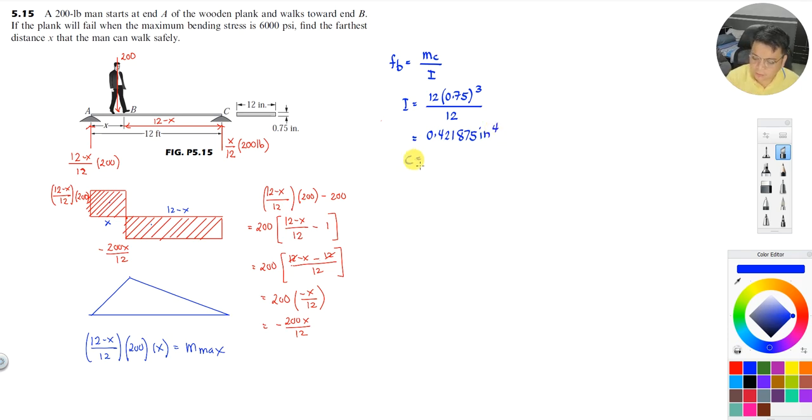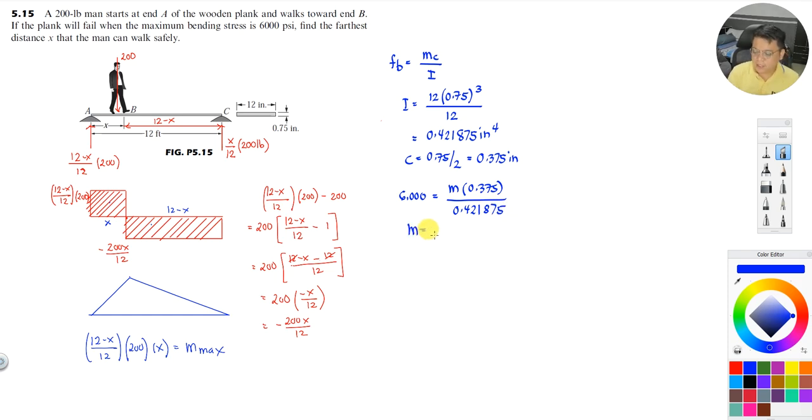And then ang c natin, of course, we can have 0.75 all over 2. So 0.75 divided by 2 or 0.375 inches. So, meron na ako ngayong Fb. Okay, so that is 6,000 psi. Okay? So, equals to M. Ang c, 0.375 all over the I, which is 0.421875. So, I can now solve for the M.